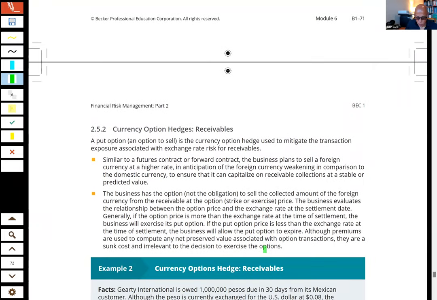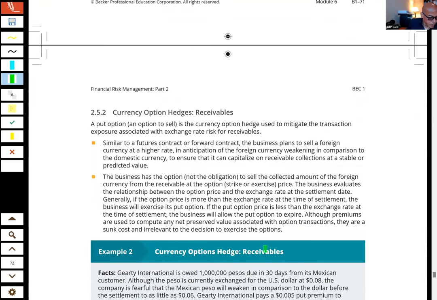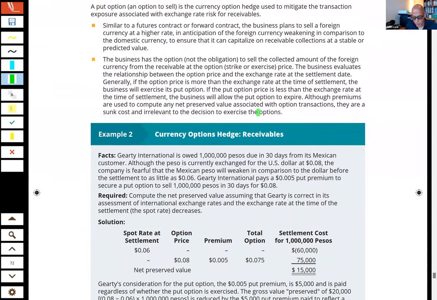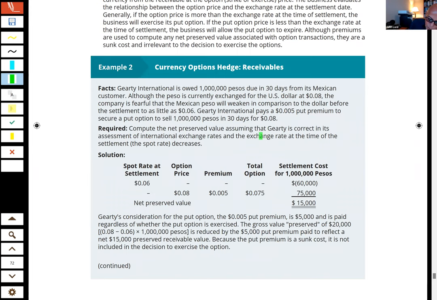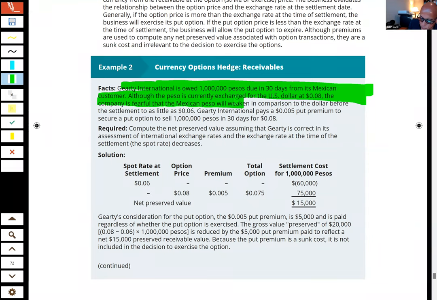Okay, now you come over and let's take a look at the currency option hedge now for receivables. We looked at it from the standpoint of payables, but let's look at it from the standpoint of the receivable. Let's take a look at this example. Garrity International is owed $1 million due in 30 days from a Mexican customer, although the peso is currently exchanged for US dollars at 0.08. They're fearful that the peso will weaken in comparison to the dollar before the settlement, to as little as 6 cents. And the same price for the premium to make sure that we're getting 8 cents.